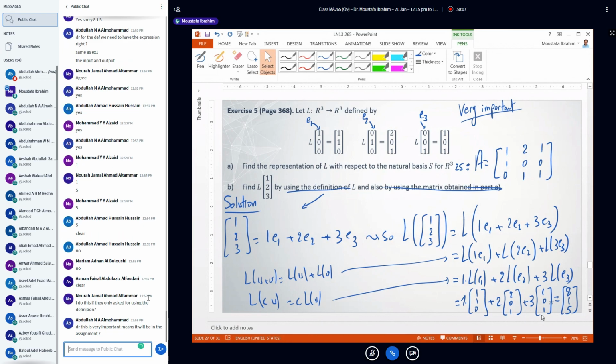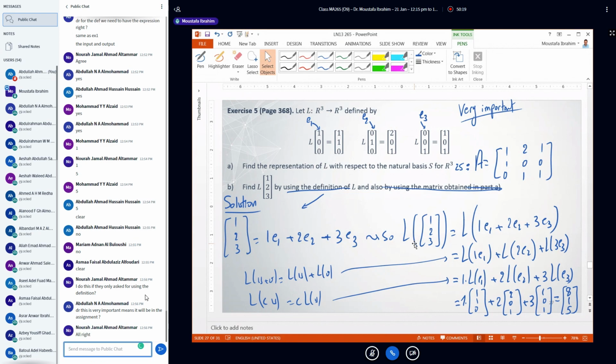Yes, absolutely, Nora. If I ask you using definition, or if I don't ask definition and I ask only the matrix, you use the one before. You multiply the matrix by the vector. Not necessarily, but here we are using, look, why I said important: here I use definition, I use standard matrix, everything. Here we used everything, 5.1, 5.3, right?